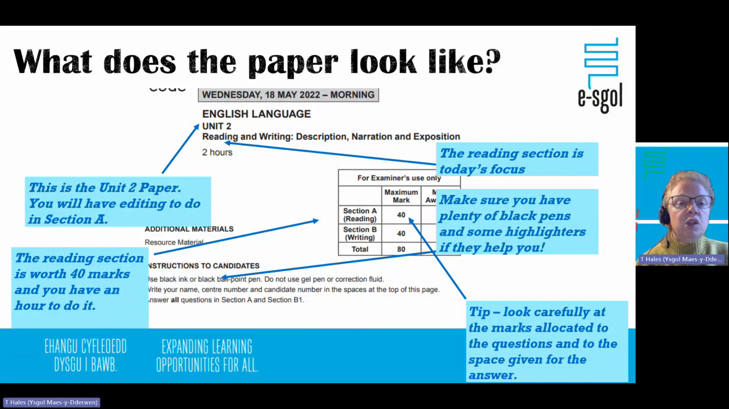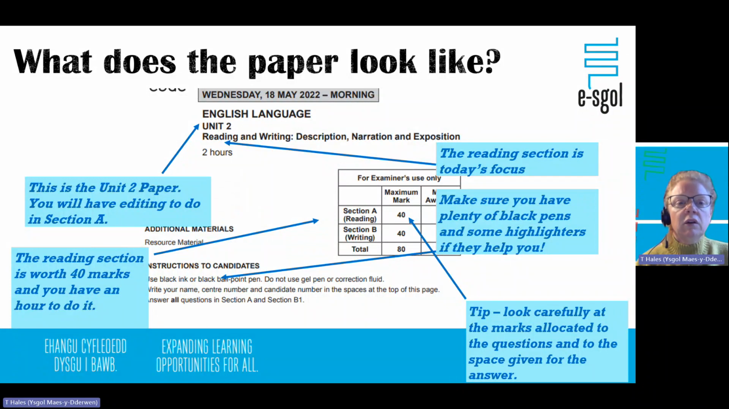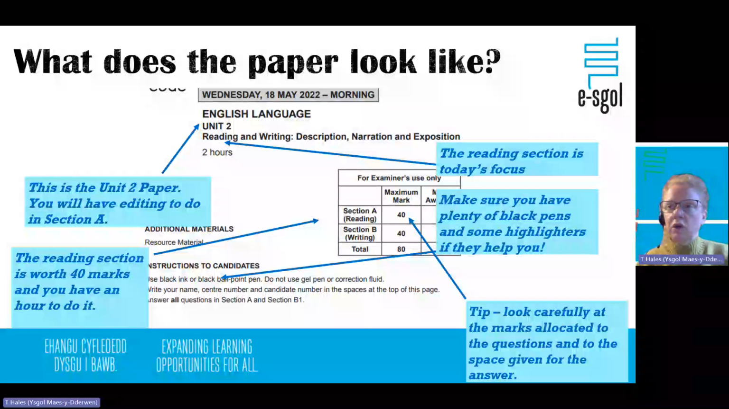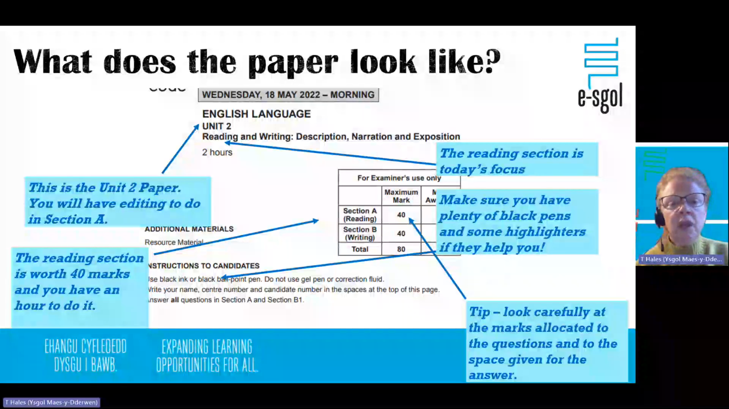In the exam, make sure you've got plenty of black pens, and this is the paper where you might want some highlighters to help you underline and highlight the points that you want to make. And obviously look really carefully at the marks. I'm sure your teachers told you this. The marks are going to show you how much you need to write. So when it's a 1-mark question, it's a short answer. When it's a 10-mark question, you need to write a lot. So look really carefully. You've got 40 marks available on this section.